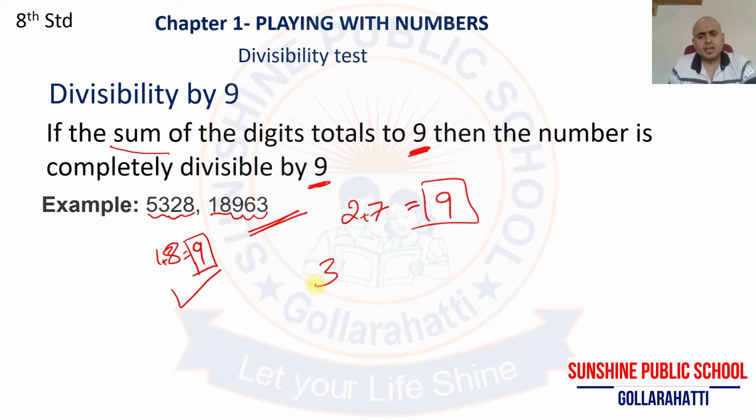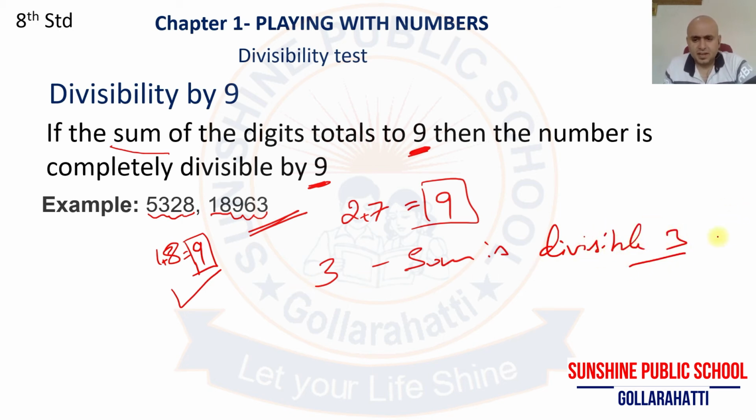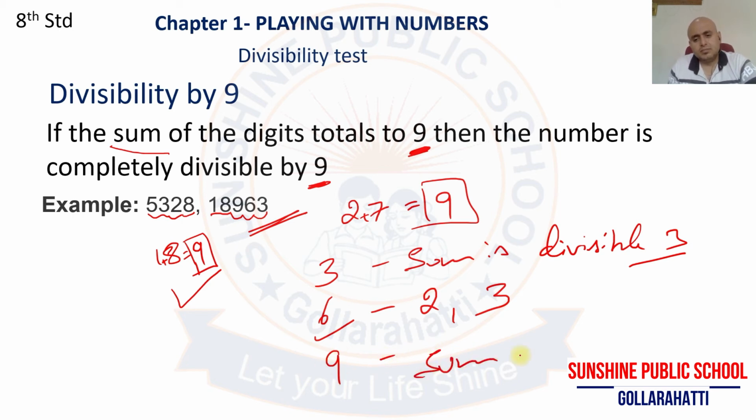For 3, if the sum is divisible by 3, then the complete number is divisible by 3. For 6, the number should be divisible by both 2 and 3. If it is divisible by 2 and 3, then it is divisible by 6. For 9, if we check like this, only if the sum totals to 9 can we say the number is divisible by 9. For 3, the sum should be divisible by 3. When we added, the sum 27 came, and this 27 is divisible by 3 because 3 9s are 27. So we can say that this number is divisible by 3.